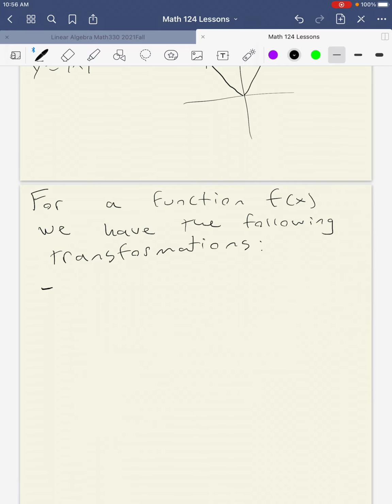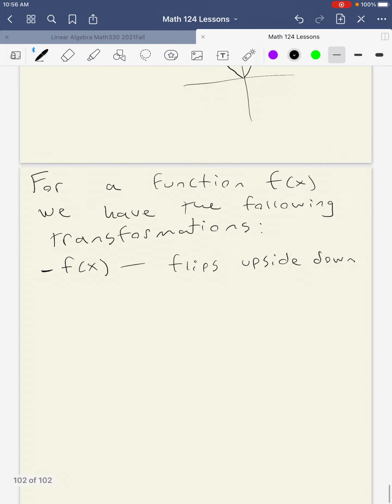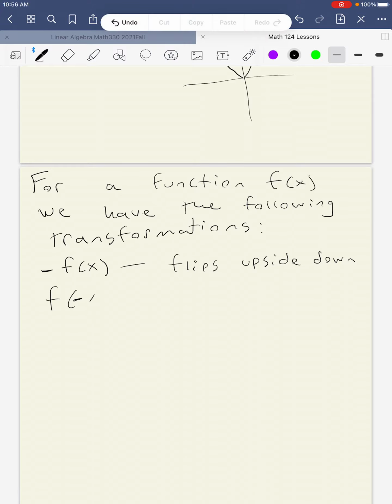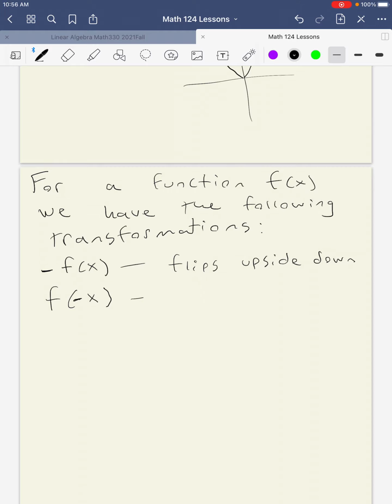If you multiply a minus sign to the outside of the function, that flips it upside down. I'm going to do an example shortly demonstrating all of these transformations, but for now I just want to list them. If we multiply the minus sign to the input, so the minus sign is inside now, that flips the graph about the y-axis.